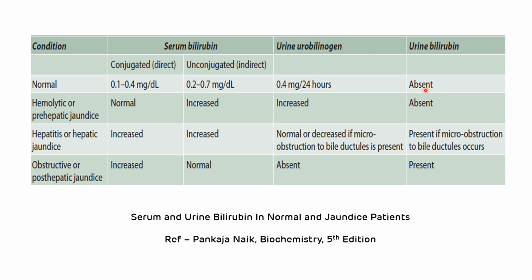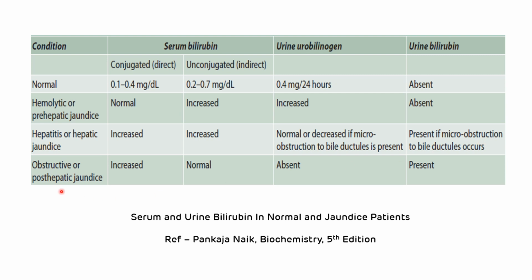Now in hemolytic jaundice, conjugated bilirubin is normal, but there is an increased level of unconjugated bilirubin, and there is also increased level of urine urobilinogen, while urine bilirubin is absent. In hepatic jaundice or in hepatitis, both conjugated and unconjugated bilirubins are increased, but urine urobilinogen is normal or decreased if micro-obstruction to the bile ducts is present. And the urine bilirubin is also present in case of hepatic jaundice if micro-obstruction to the bile ducts is present.